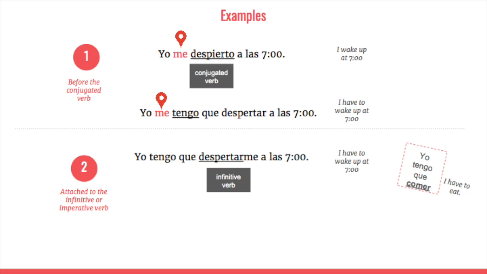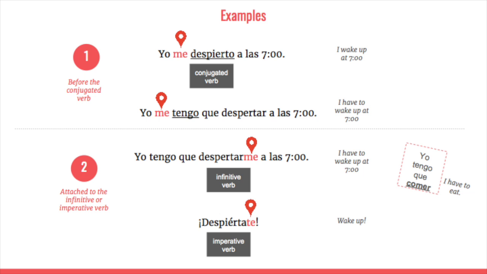So comer is infinitive. And this is exactly the same thing. Yo tengo que despertar. But despertar, it's a reflexive verb, so we put me after. And we have, yo tengo que despertarme a las 7. So these 2 sentences mean exactly the same thing, but you have the option to put me before the conjugated verb tengo or attached to the infinitive verb despertar. Now we have despiértate, in which despierta is the imperative verb, so that's why we put te attached to it.